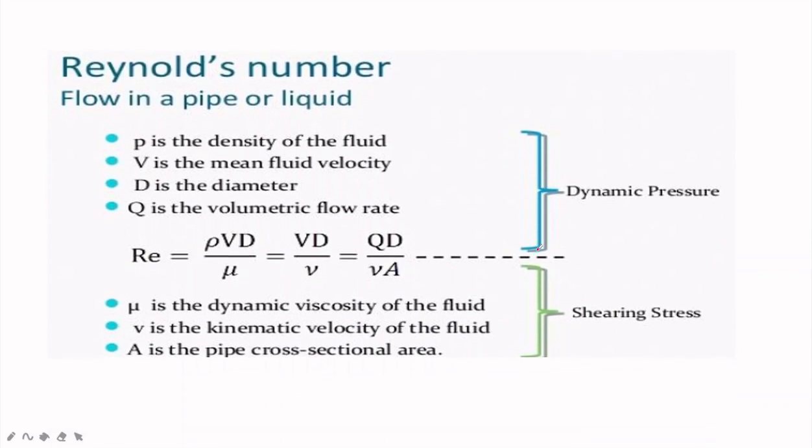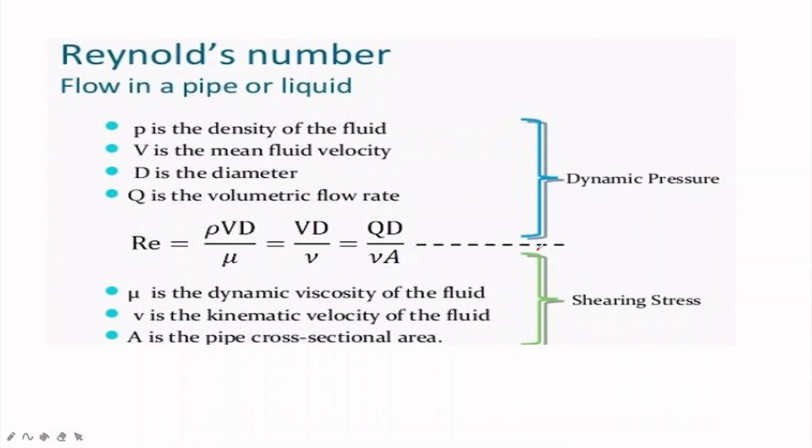So for that energy loss, Reynolds gave a number. What is that Reynolds formula? That is rho Vd by mu. This is the Reynolds formula. You just remember the Reynolds formula rho Vd by mu, or sometimes Vd by nu.